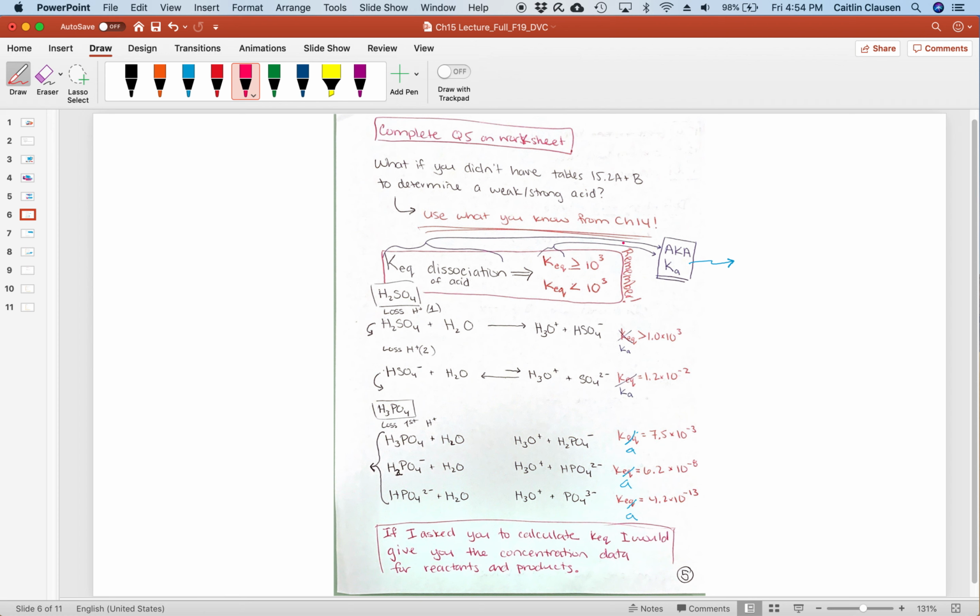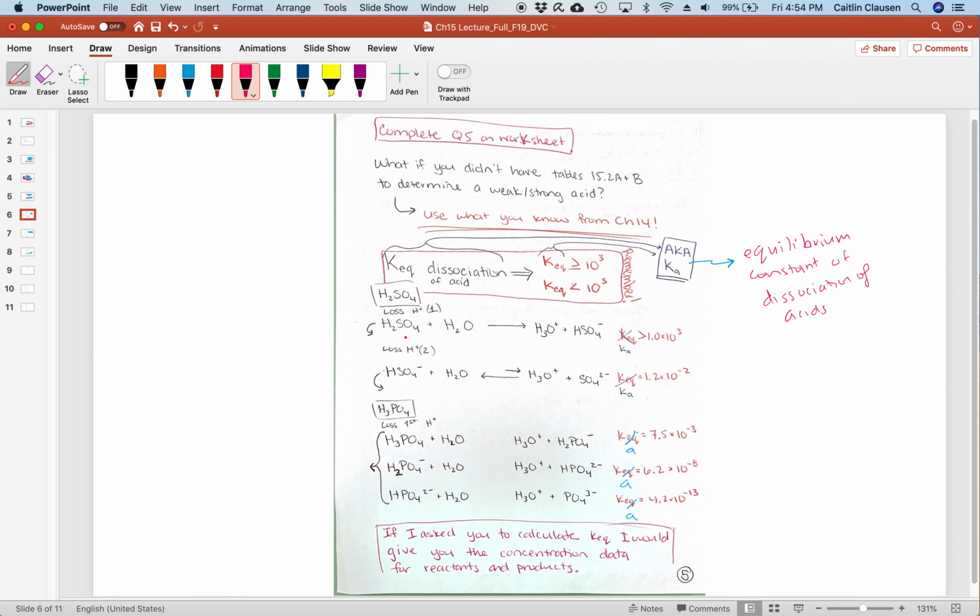A note here, you might see equilibrium constants of acids specifically written as Ka. So this is the equilibrium constant of an acid, the constant of the dissociation of acids. So you might see Ka instead of Keq. Still an equilibrium constant.